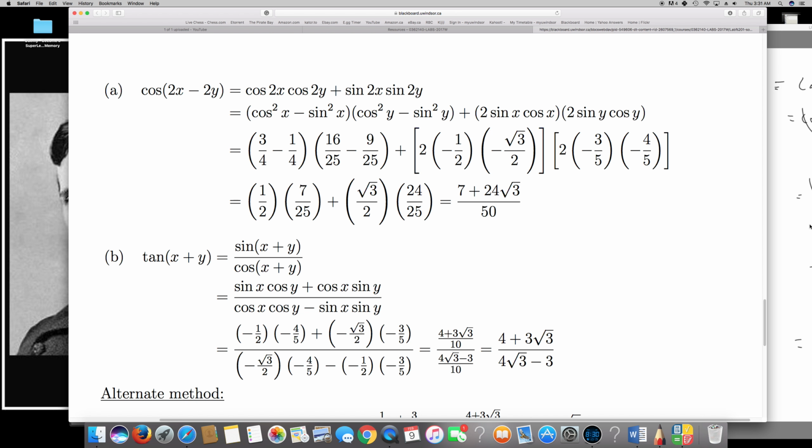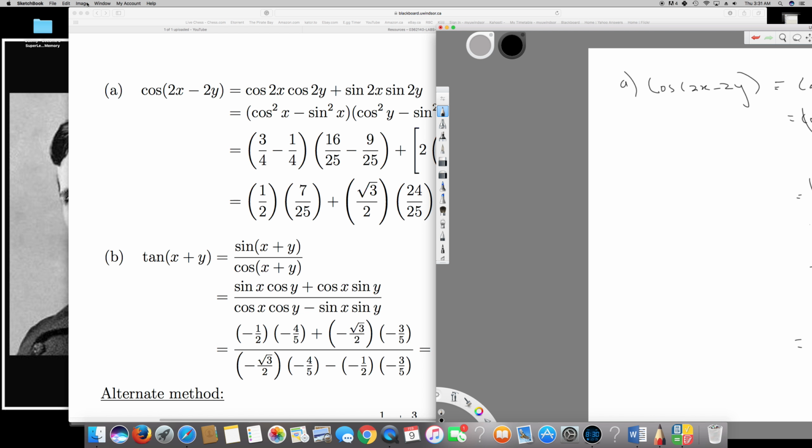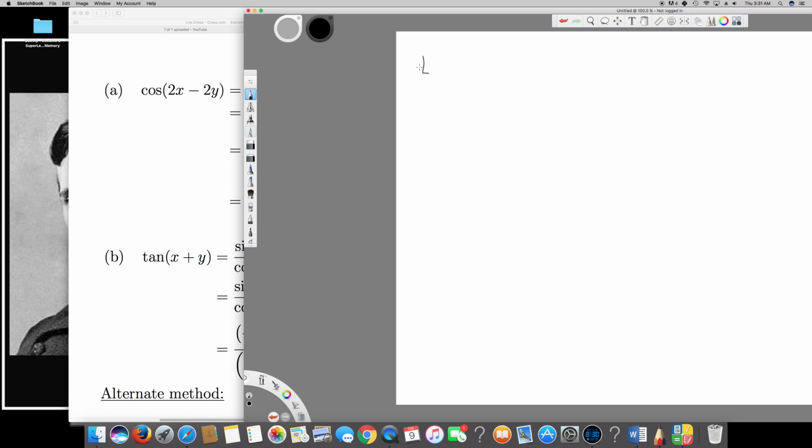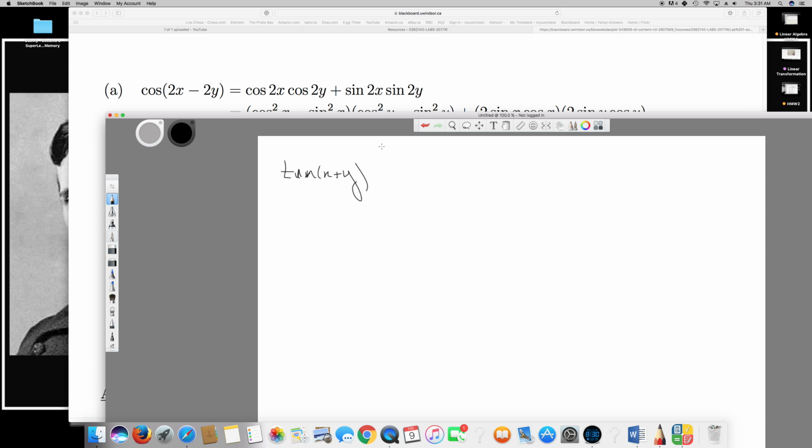And the next question is also asking for tan(x plus y). There are two methods to solve this. We can directly find tan x and tan y and put it together, or we can do it as sin(x plus y) and cos(x plus y). Let's do that because we like to expand it more and do it right.